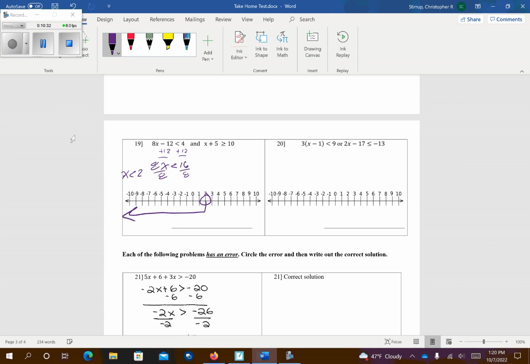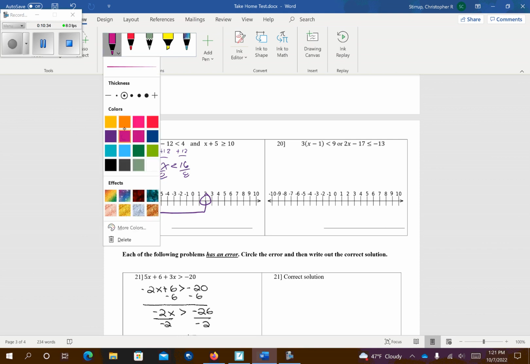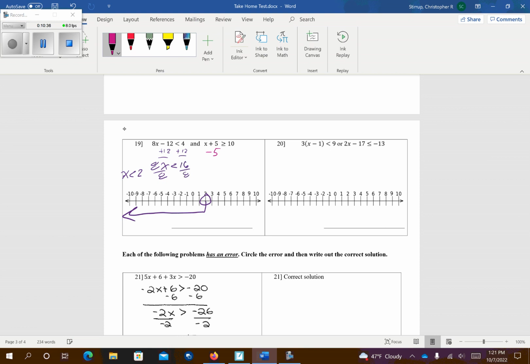This is an AND problem, so I'm worried about overlap. So minus 5, minus 5. X is greater than or equal to 5. So I have a solid dot on the 5, and it's going this way. If this was an OR problem, we can do it. We don't have overlap. It's AND. So there's no solution to this problem. It won't work.